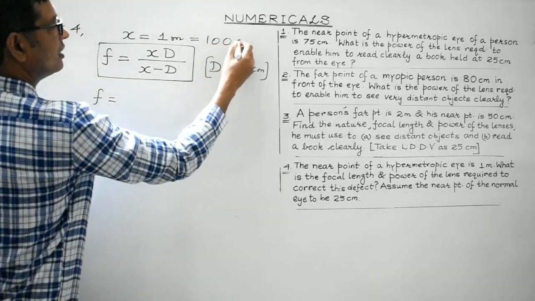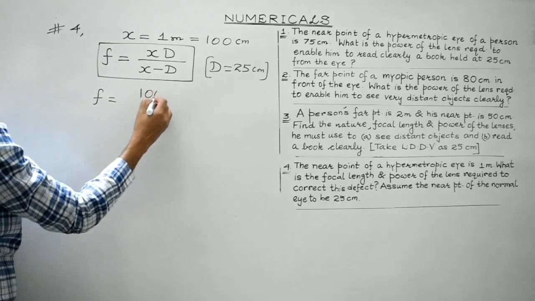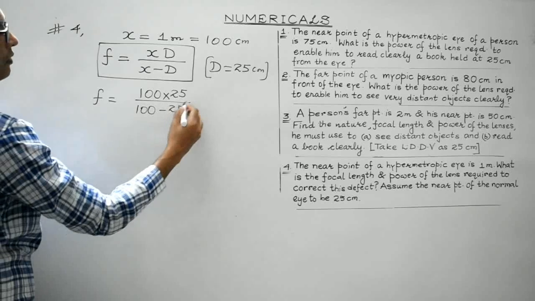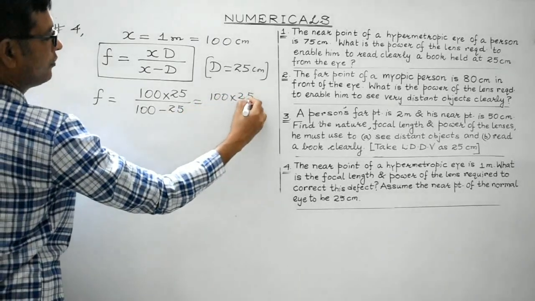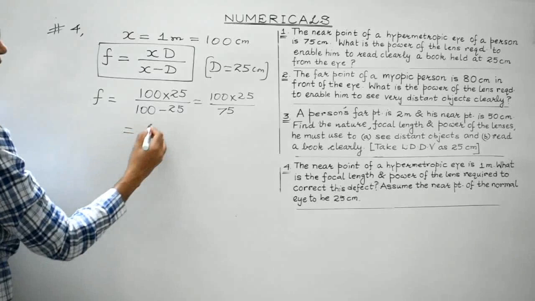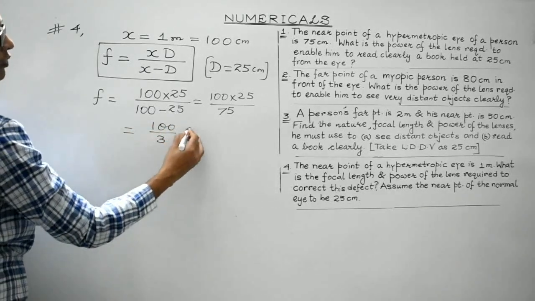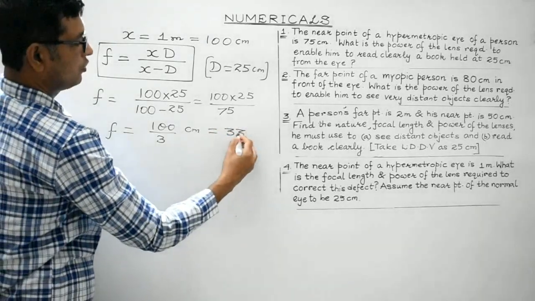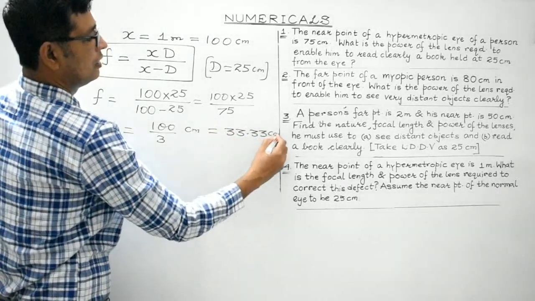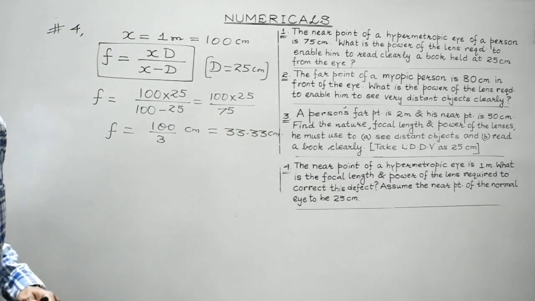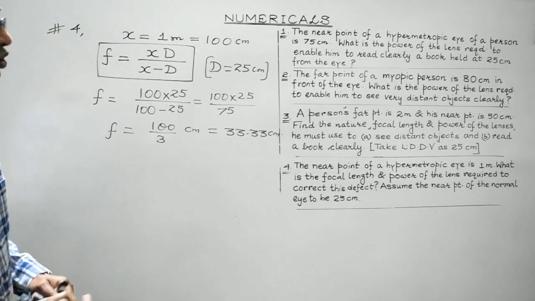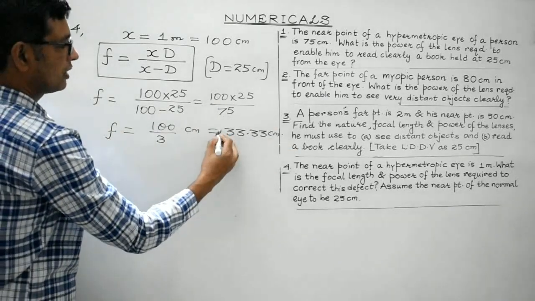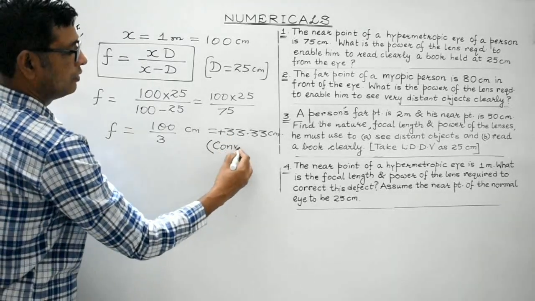1 meter is 100 centimeter. So what we get is 100 multiplied by 25 divided by 100 minus 25. So it will be 100 multiplied by 25 divided by 75. So it is 100 divided by 3 centimeter, that is 33.33 centimeter. This is the focal length of the convex lens to be used by that person to treat his eye defect, right? So positive sign suggests that it must be of converging nature.